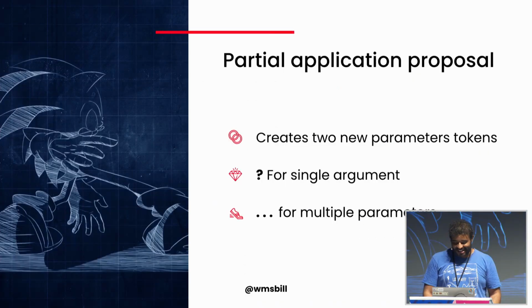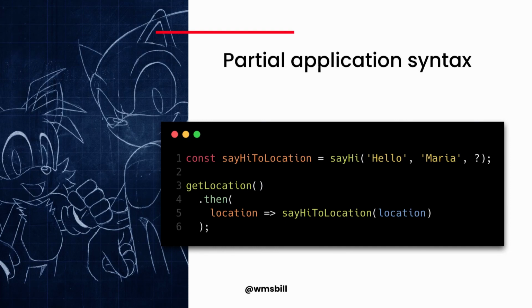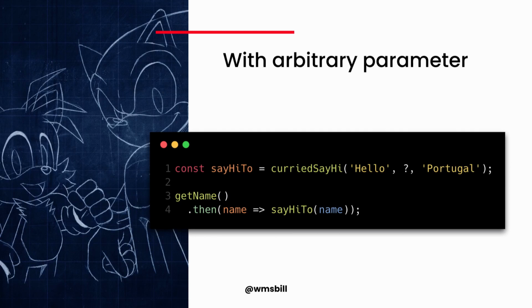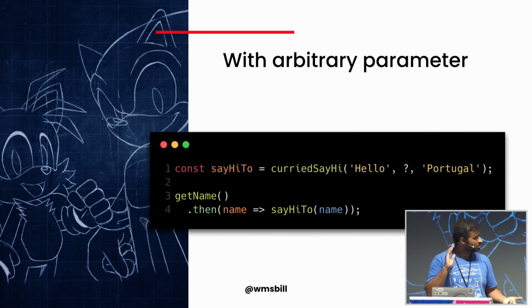Partial application. The partial application proposal creates two new tokens to be placed inside the parameters. The question mark is for a single argument, and the ellipsis is for multiple arguments. So the previous example could be written this way. You have the first and second parameters being bound, and for the third one you put a question mark. This will return a new function that you can call later with the missing parameters. It's nice because you can do a lot of different configurations of parameters without any kind of boilerplate code.